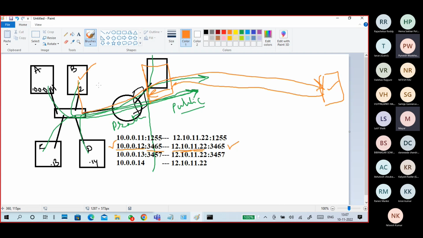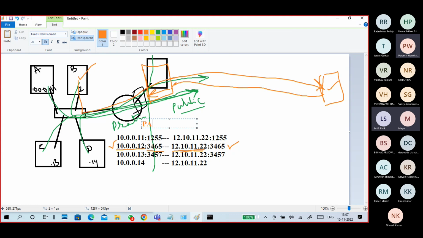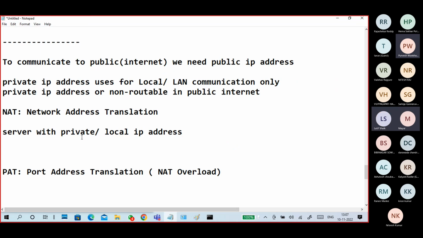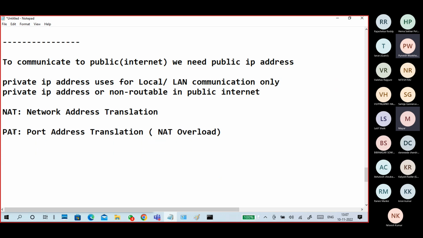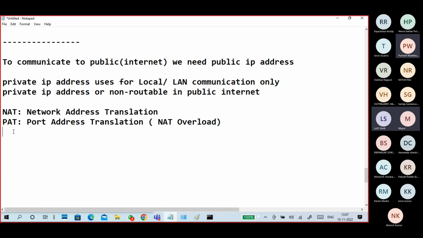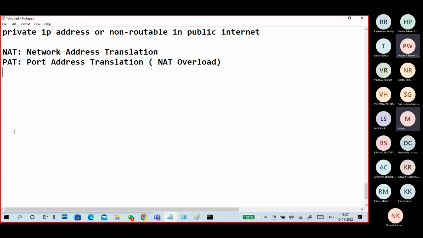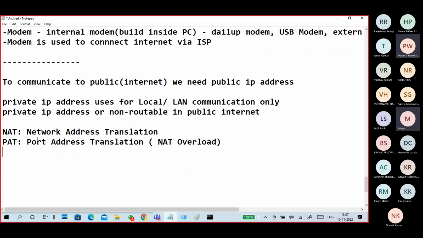This technique we call PAT, port address translation. Port address translation. So that is the point here. You remember the explanation only, so I cannot type everything now. This is the last.